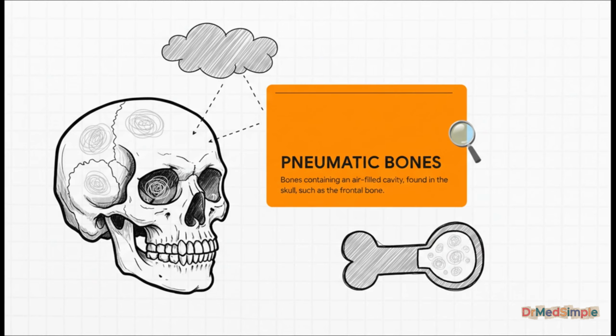And finally, we get to pneumatic bones, which are a really fascinating specialization. You'll find these mainly in the skull, and what's special about them is they contain air-filled cavities. So you might be asking, why would you want pockets of air in your bones? Well, it's a super clever bit of engineering. This design makes the skull a whole lot lighter without sacrificing any of its strength.